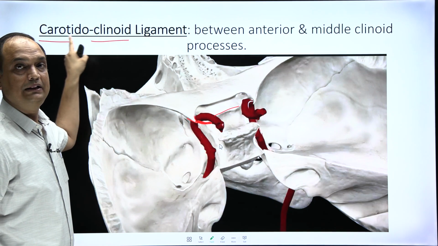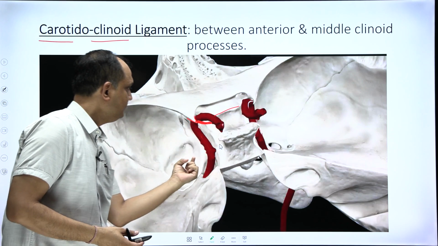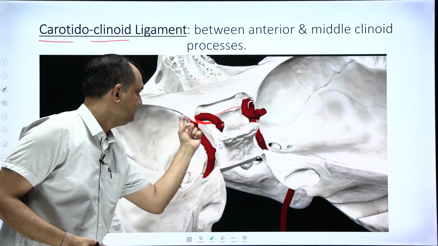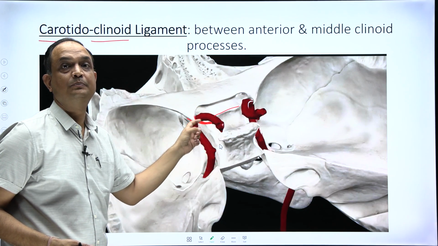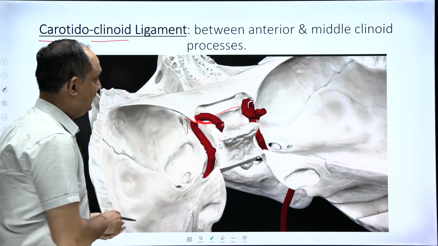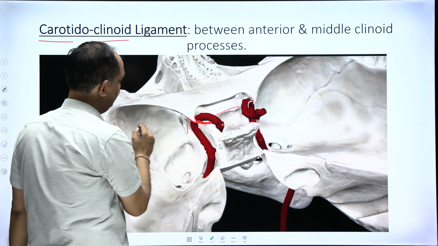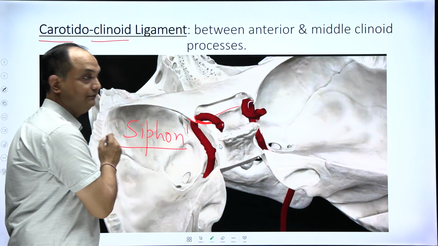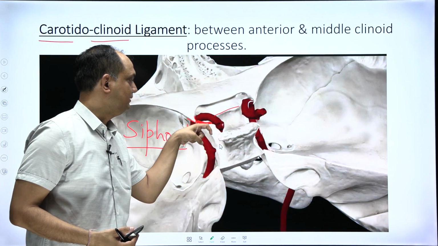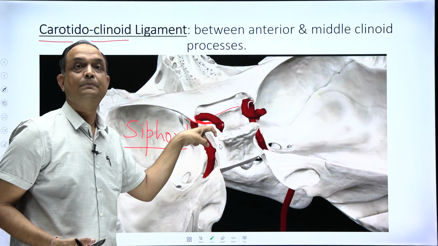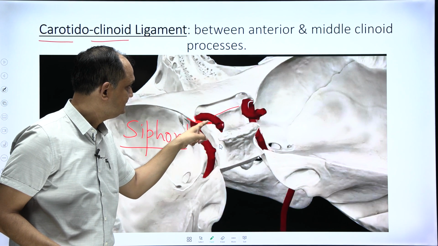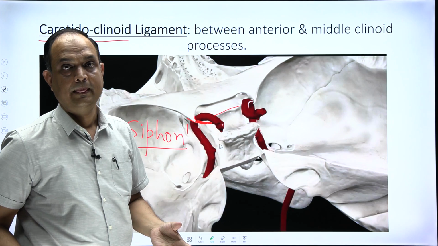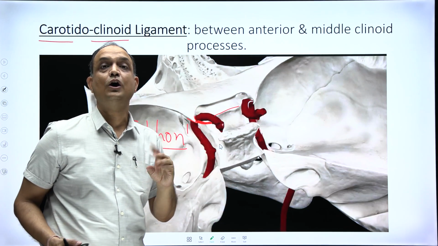carotidoclinoid. Now why does the carotid word come? Because this upturn of the internal carotid artery is passing through this area, and this upturn is known as the siphon, the carotid siphon. So this carotid siphon is passing behind this ligament, and sometimes this ligament gets ossified and converts this area into a small foramen.